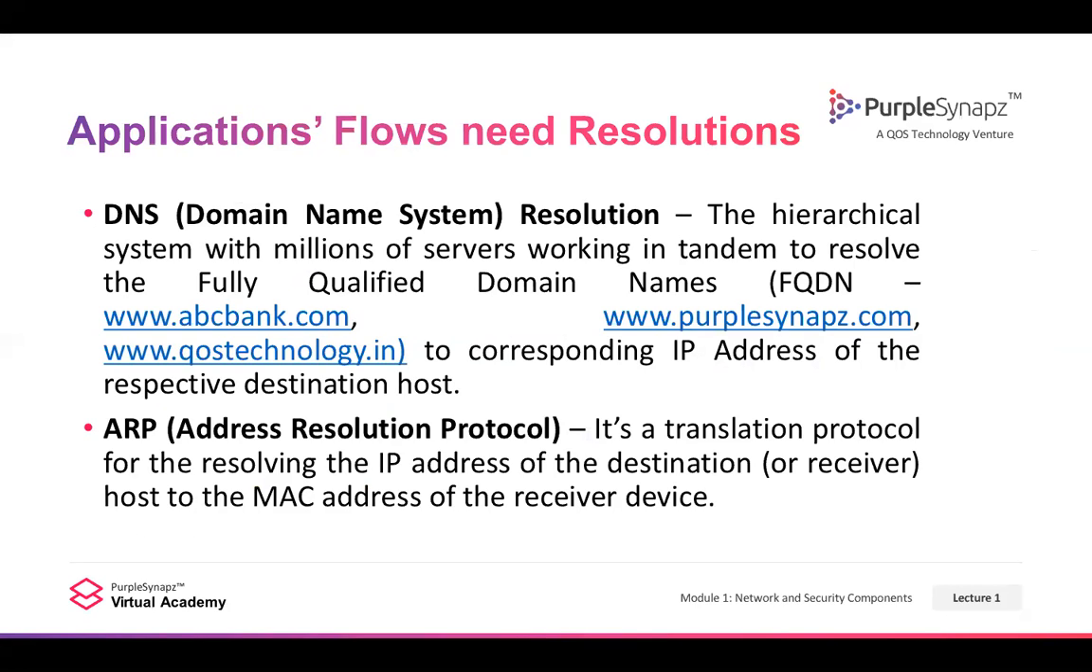Therefore, instead of doing an ARP resolution for an IP address to a MAC address for abcbank.com, it will do an ARP resolution for the router or the layer 3 switch connected in my LAN network or in my segment network, to take me out of this segment and move it next towards the internet.